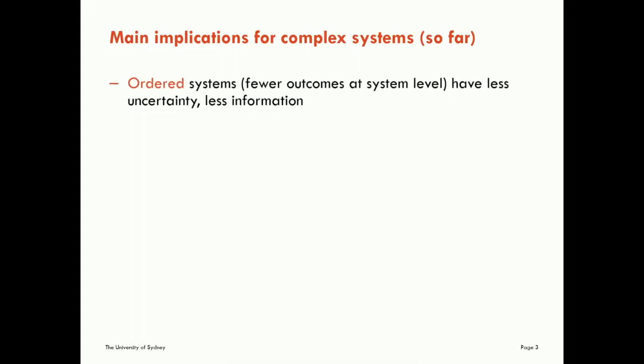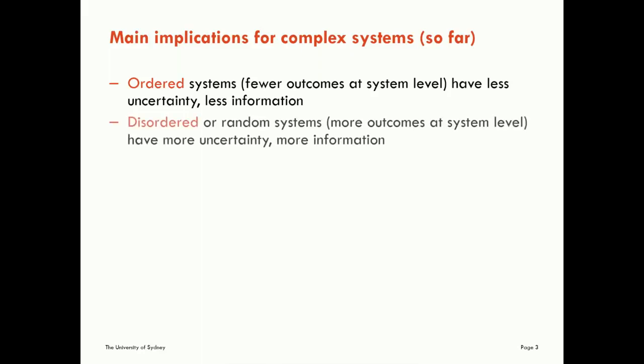We also talked about the differences between order and disorder. We talked about ordered systems, which have fewer outcomes at system level, seem to have less uncertainty and less information in which outcome we're observing. We talked about disordered or random systems, which have more outcomes at system level, seem to have more uncertainty in terms of what we're observing and more information contained in them.